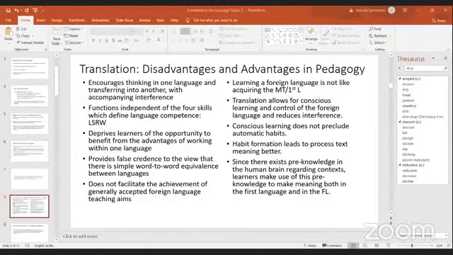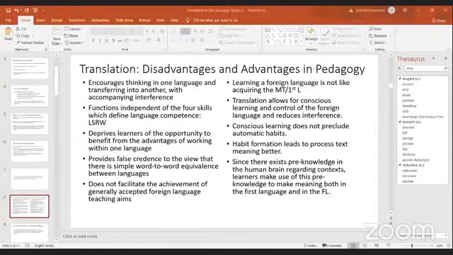Now, the advantages of using translation as a pedagogic tool in the classroom are quite a few, and some of these I have mentioned here. So through research, we understand that learning a foreign language, learning a different language, is not like acquiring the native language. So the processes will be different, but there are a lot of similarities in language learning in general.